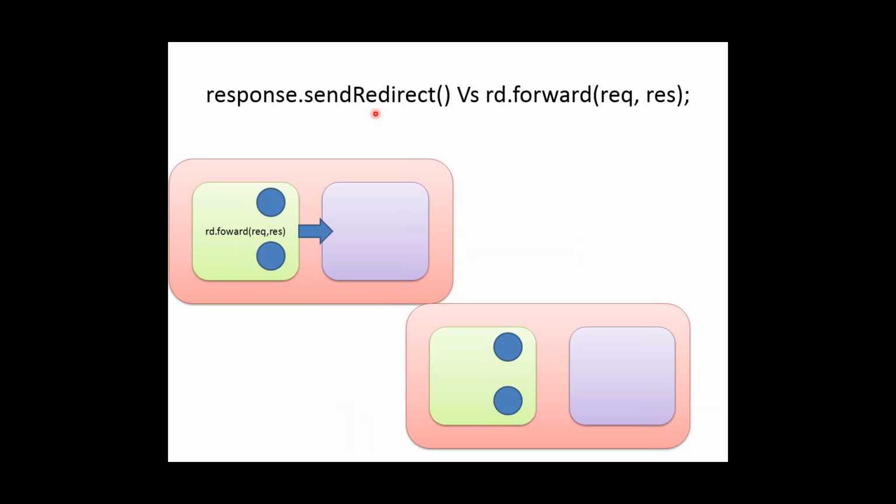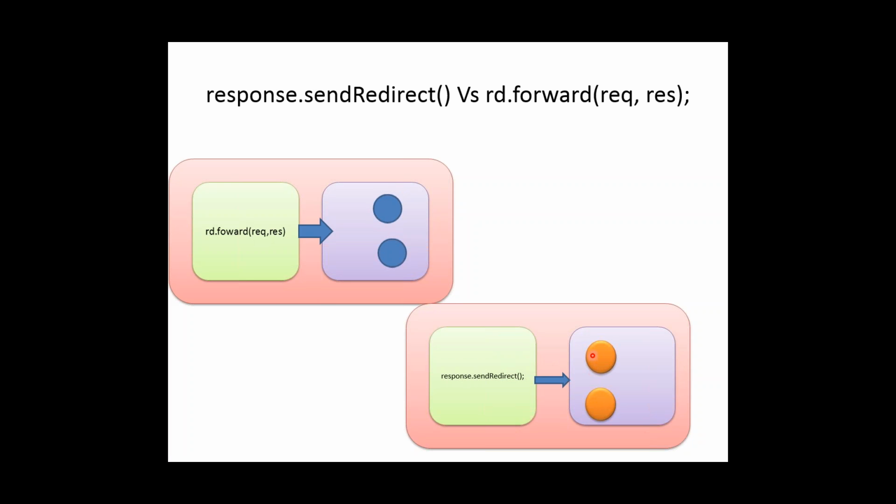Now, what is the difference between response.sendRedirect and requestDispatcher.forward? When you are going with rd.forward, what happens is, when you are forwarding the control, it will forward the same request and response objects. Now, in this case, when you're calling response.sendRedirect, it will destroy the request and response objects of the previous servlet, and when it is redirecting the control, it is treated as a fresh request.